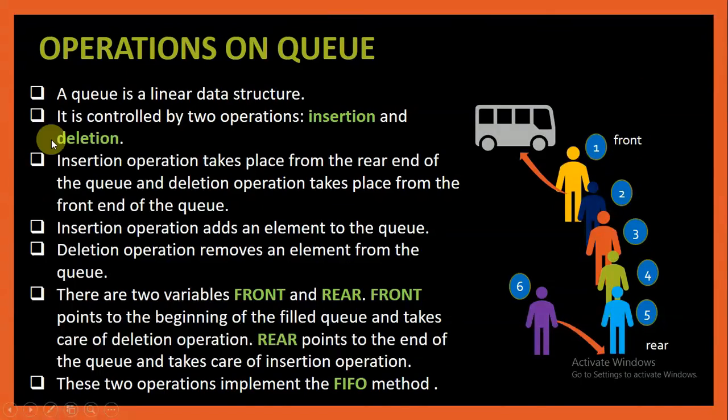Now there are two variables, front and rear. Front points to the beginning of the filled queue and takes care of the deletion operation. As you can see here, front is pointing to the beginning of the queue and it takes care of the deletion operation, and rear points to the end of the queue. So this is the rear pointing to the end of the queue and it takes care of the insertion operation. These two operations implement the FIFO method. First in, first out.